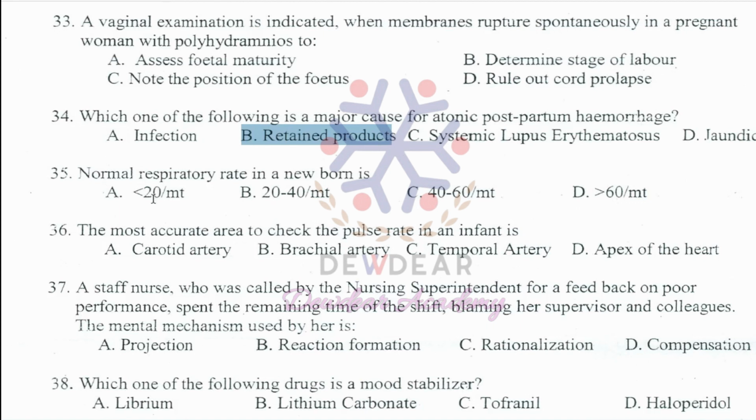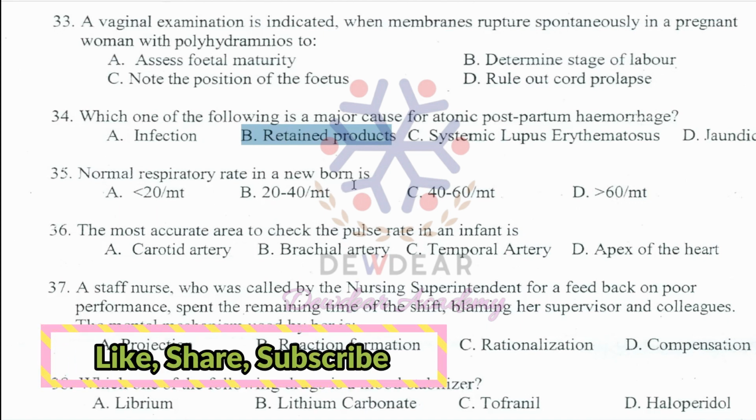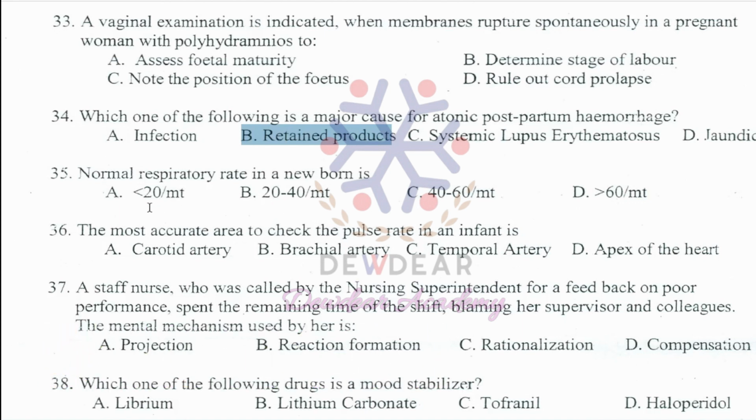The next question, number 35. What is the normal respiratory rate in a newborn? Options are less than 20 per minute, 20 to 40 breaths per minute, 40 to 60 breaths per minute, greater than 60 breaths per minute. The correct answer is option C, 40 to 60 breaths per minute, is the normal respiratory rate in a newborn.